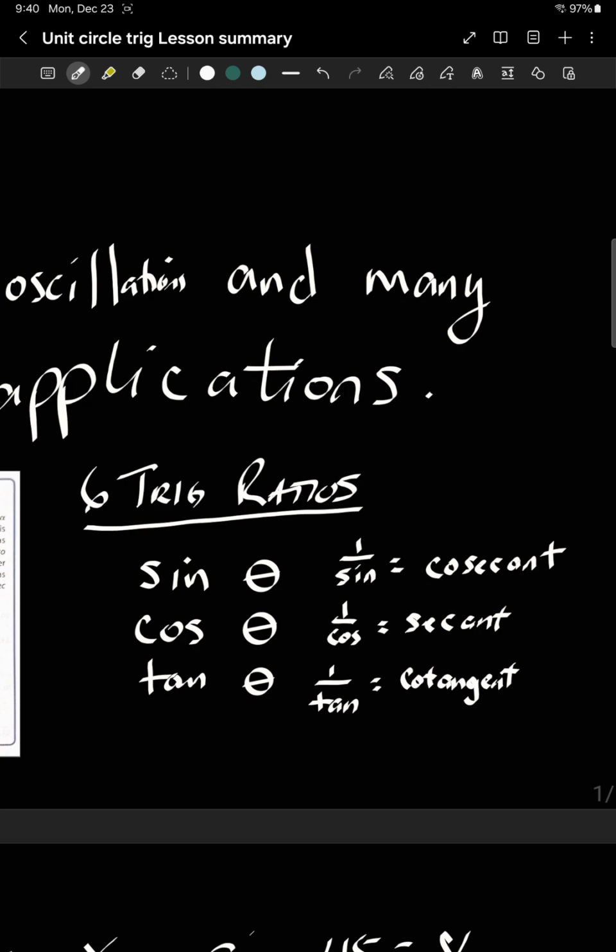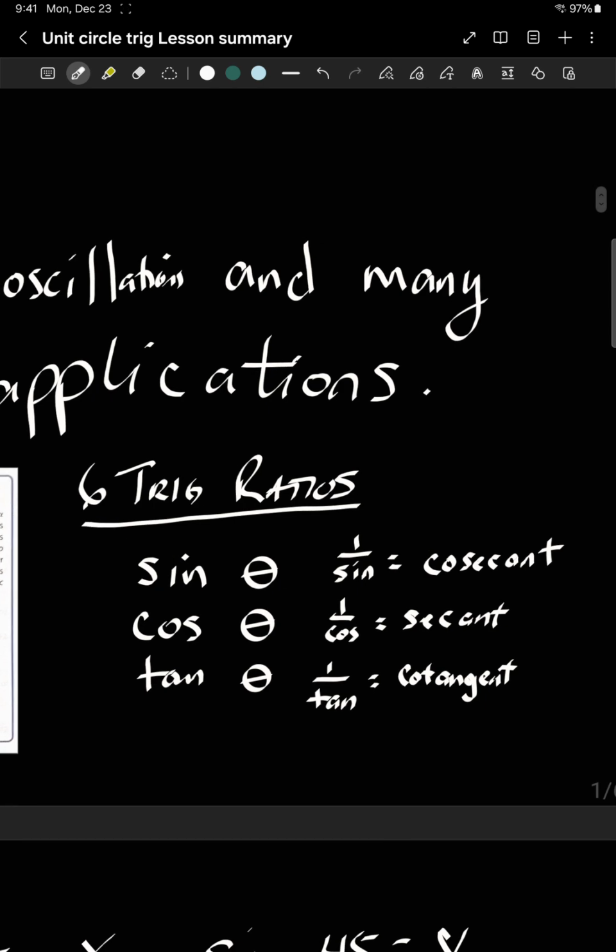Now, there are 6 trigonometric ratios. We have sine, cosine, tangent, cosecant, secant, and cotangent. That idea will become important later on in your study of trigonometry, but those are your 6 ratios. If you take the reciprocal of sine, you get cosecant. If you take cosine and take the reciprocal of that, you get secant. And for tangent, the reciprocal is cotangent.